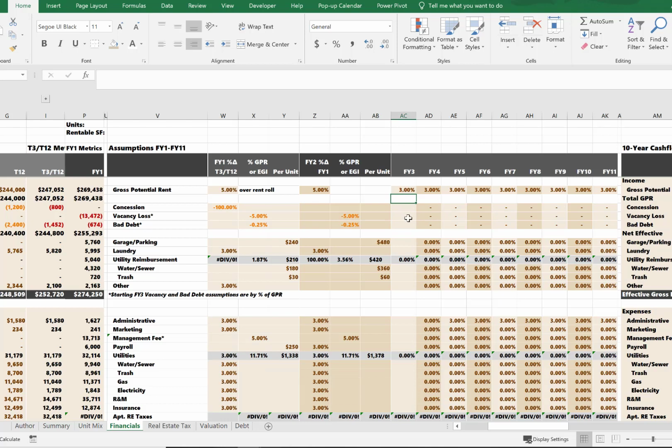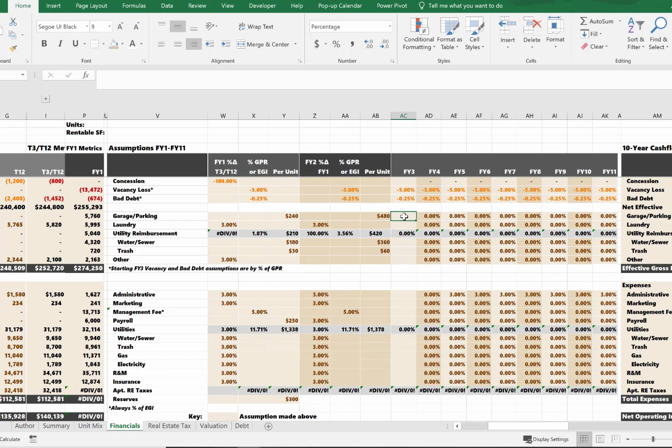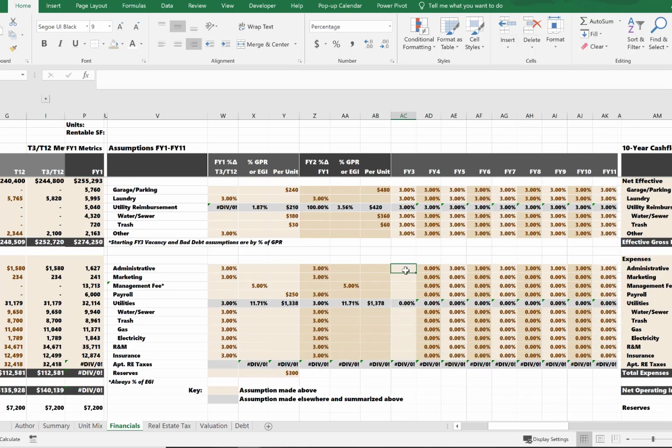So vacancy, I'm going to continue to run at 5% of GPR. I'm going to hold bad debt steady at 0.25%. And that will go all the way through. Just going to grow all my revenue items at 3%. If you leave these cells blank, it will show up as 0 in the Proforma. So just make sure that you're cognizant of that. All expenses 3% as well. Drag that down. And then we're good.